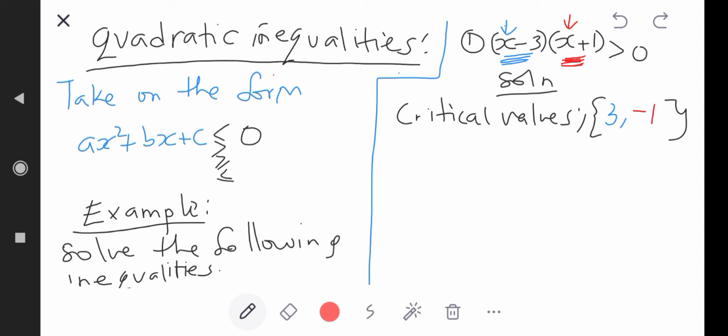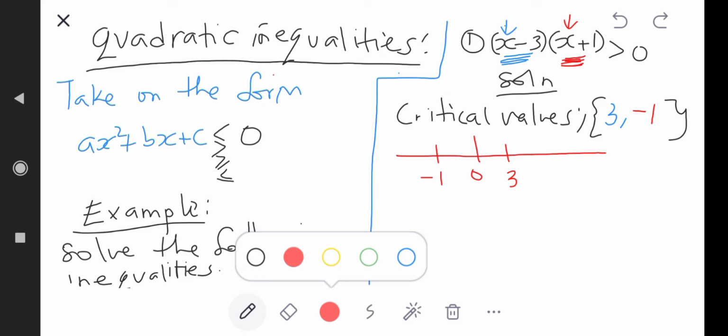So after obtaining those critical values, I can try to arrange them on a number line. Let me arrange them for you on a number line. If for example I have 0 here, I will have 1. I may not even write all these ones. I will say that on the right hand side I'll have 3, and then on the left hand side I'll have a negative 1. So you observe that we are going to have 3 regions that these numbers are going to bring up.